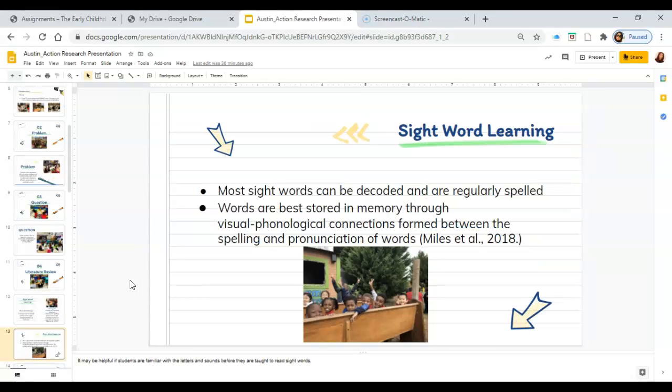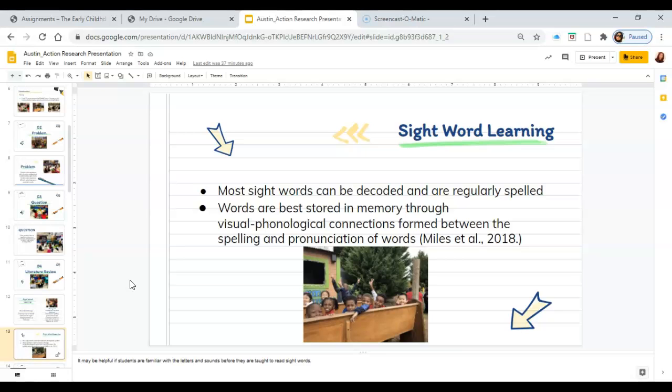I also learned that most sight words can be decoded and are regularly spelled. There are some temporarily irregularly spelled words, but those words can become regularly spelled once we teach our students those spelling patterns. All right. And then there are just a few permanently irregularly spelled words, and we just have to teach those students why they are permanently irregular and how they can read them.